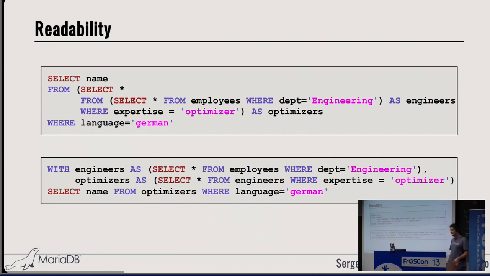With common table expressions it's arguably easier because they are defined one after another, not nested, like temporary views. This one introduces a view called engineers, this one introduces another view called optimizer, and after the main query, all views kind of disappear. That's another way to think of common table expressions: as one-time views.